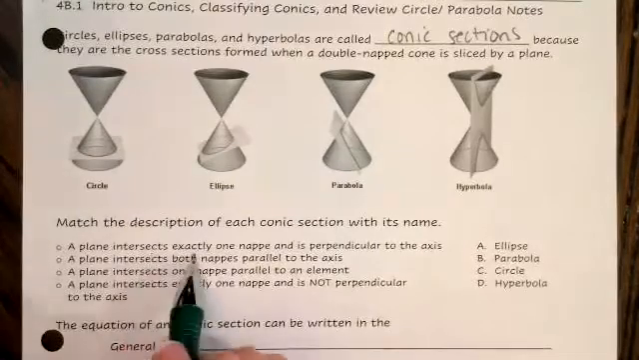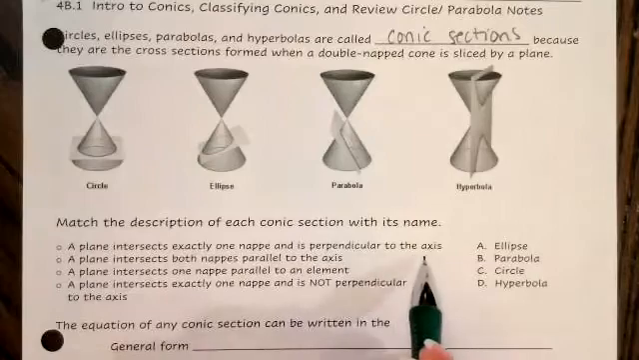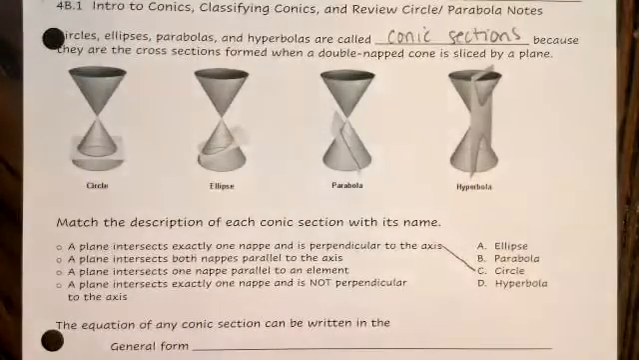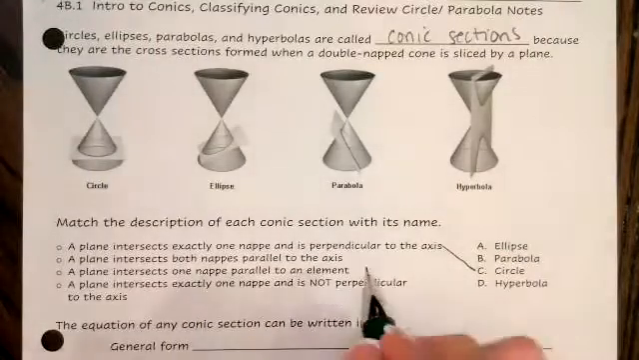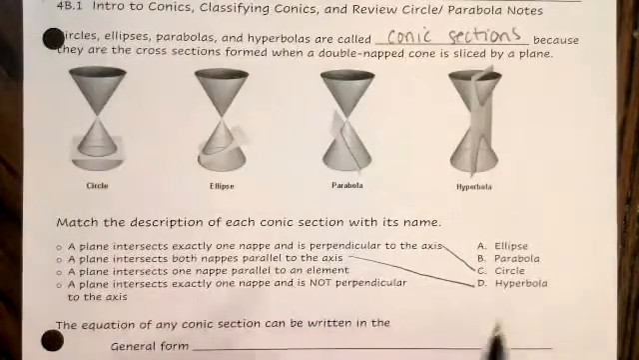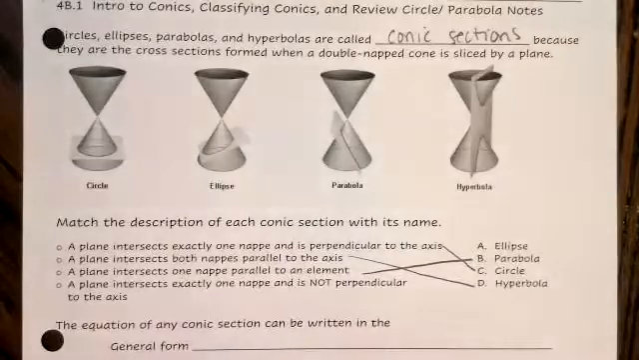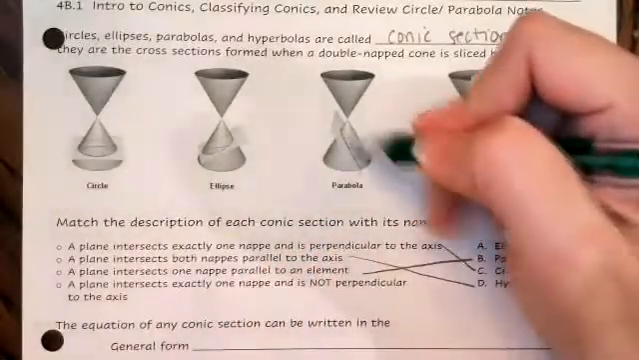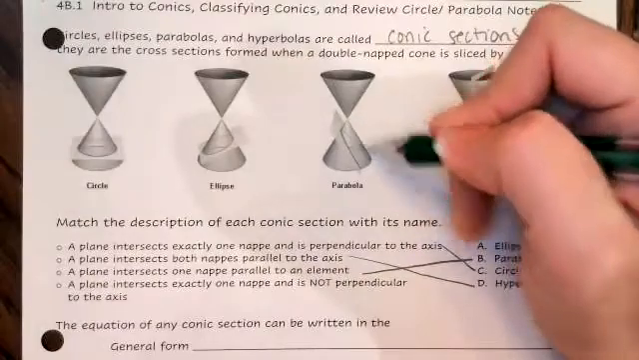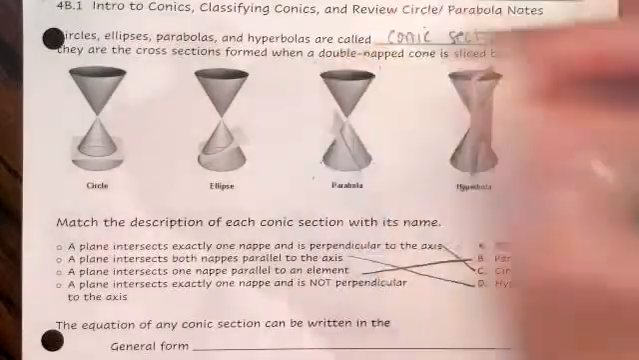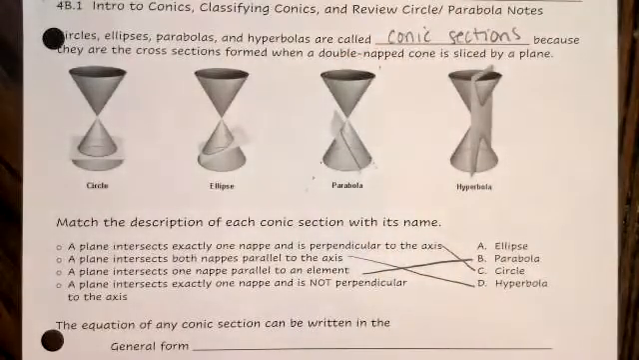So a plane intersects exactly one nap and is perpendicular to its axis. That is the circle. A plane intersects both naps parallel to its axis. That's our hyperbola. Our hyperbola is the one that intersects both cones. A plane intersects one nap parallel to its element. That is our parabola. It is parallel right here, so it goes on forever because it's parallel, and this cone really extends forever here on all of them. And so that's where we get that parabola that continues on forever.